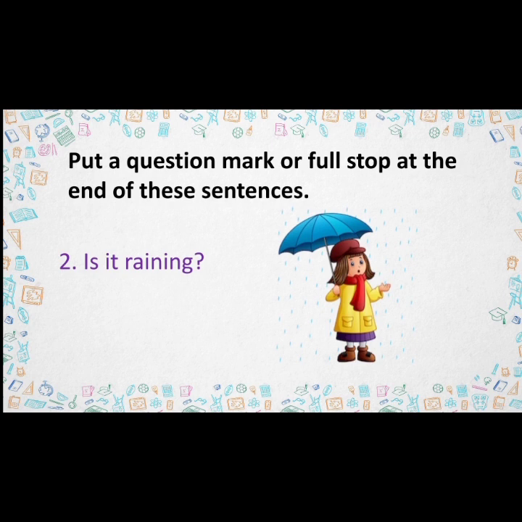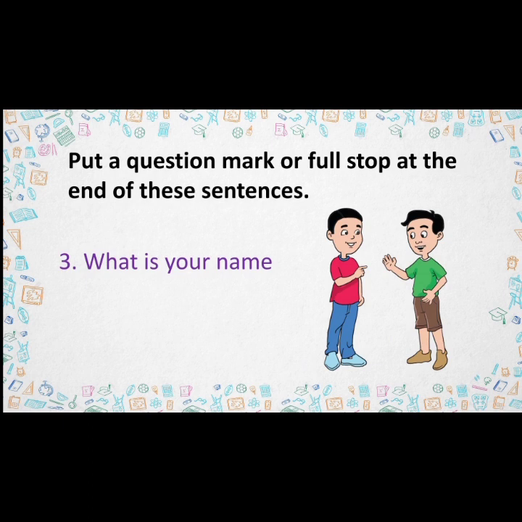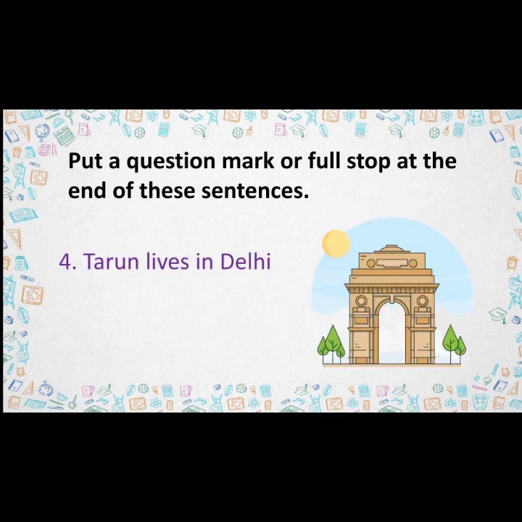Easy, right? Let us look at some more sentences. What is your name? This is clearly one of the easiest sentences that you know. Of course, it is a question. So, we put a question mark at the end of this sentence, which is after the word name. Next, Tarun lives in Delhi. Again, do you think a question is asked here? No. Of course, it is just a sentence. So, we put a full stop at the end of the sentence, which is after the word Delhi.